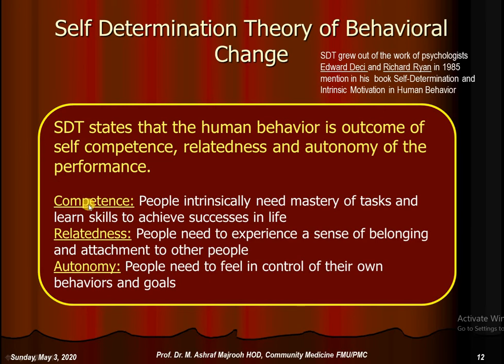And what is the meaning of these keywords? Competency means people intrinsically need mastery of the tasks and to learn skills to achieve success in life. And what we mean by the other keyword, relatedness, is that people need to experience a sense of belonging and attachment to other people. And autonomy is another keyword. People need to feel control of their own behavior and goals. So these three elements, competence, relatedness, and autonomy, model the behavior according to this theory of self-determination.